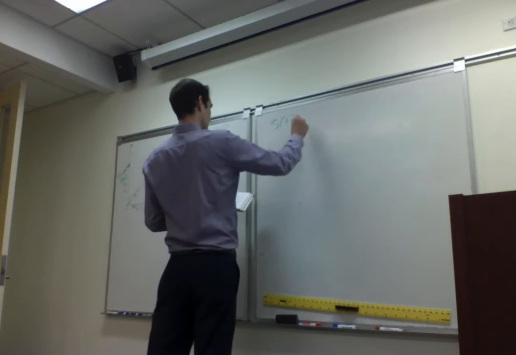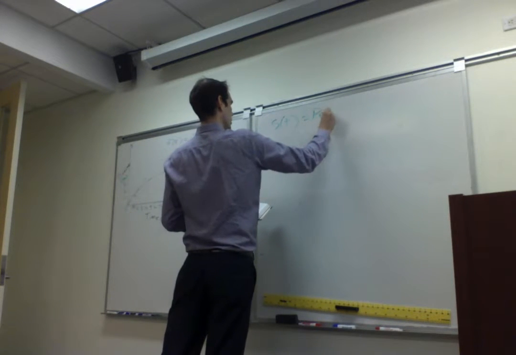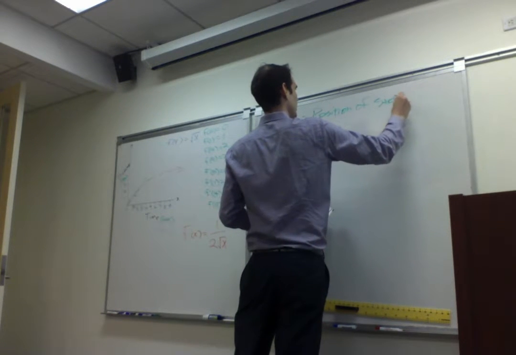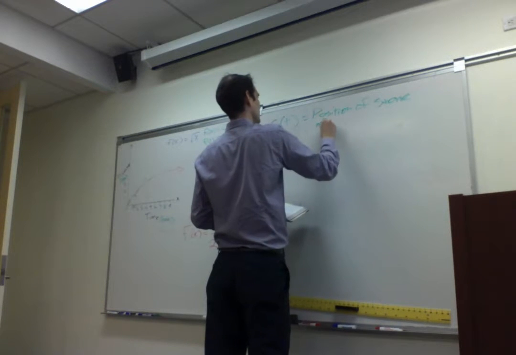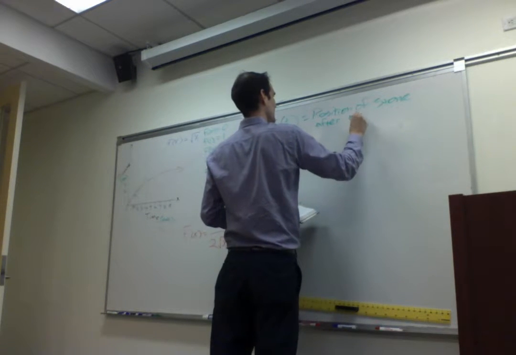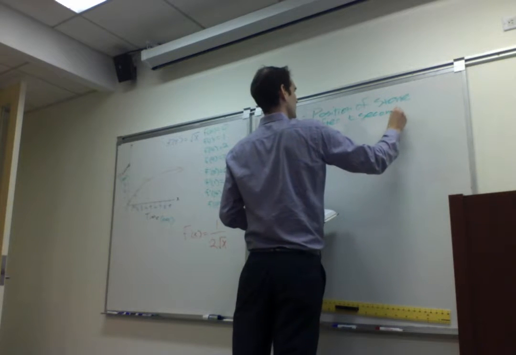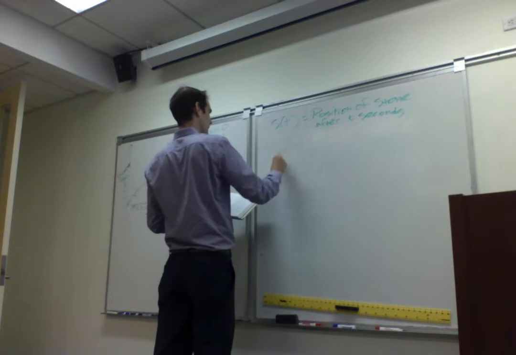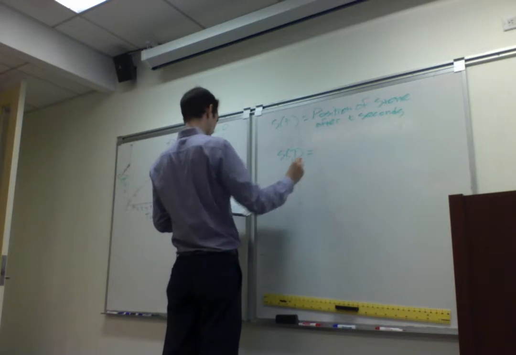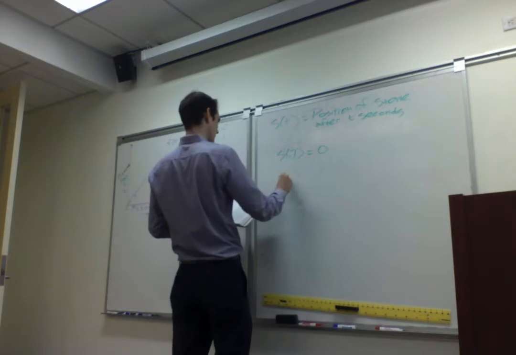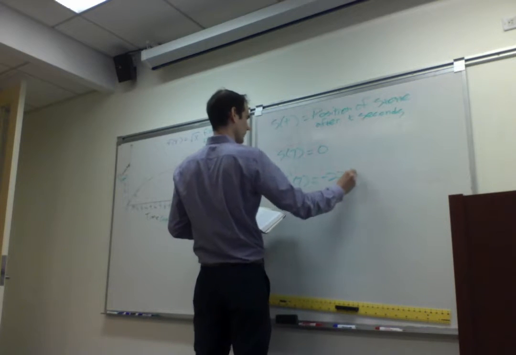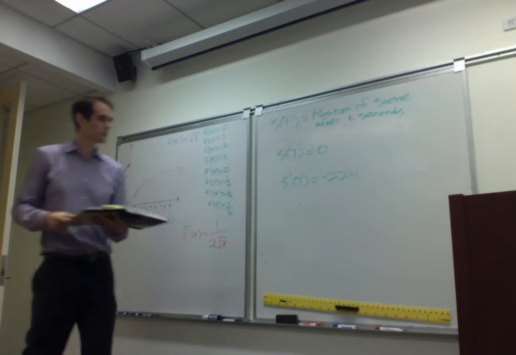S equals position of stone after it is dropped after t seconds. All right, so your question for you is S of 7 and S prime of 7. S of 7 equals 0. S prime of 7 equals negative 224. Okay. What's going on? Well, I'll tell you what's going on.